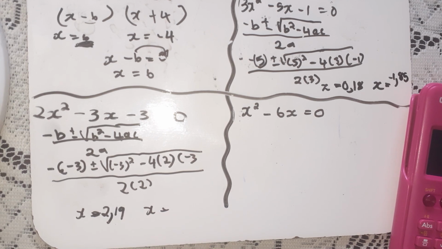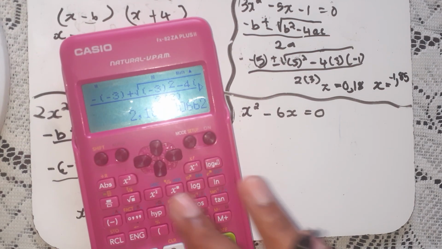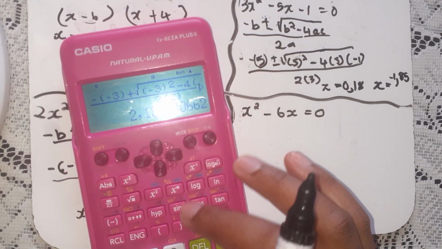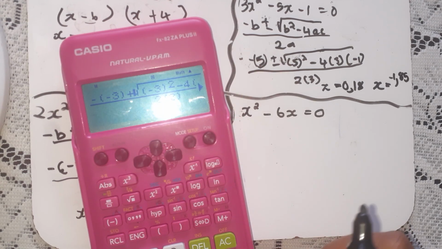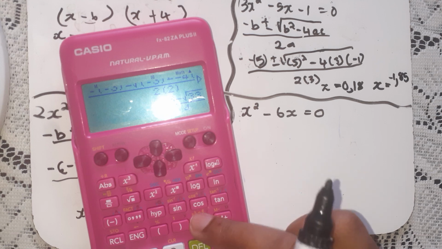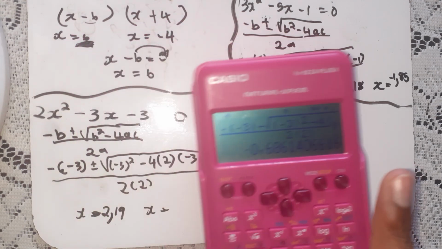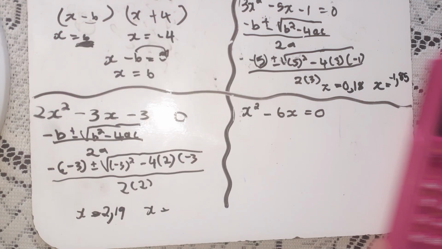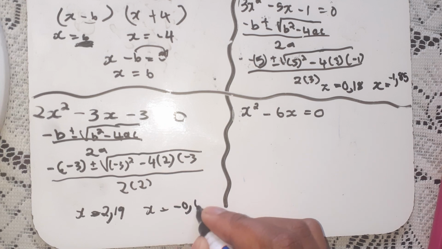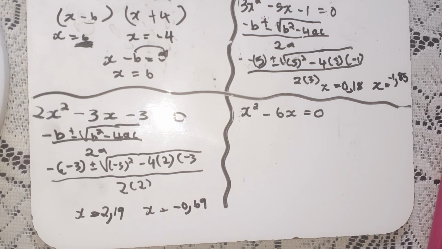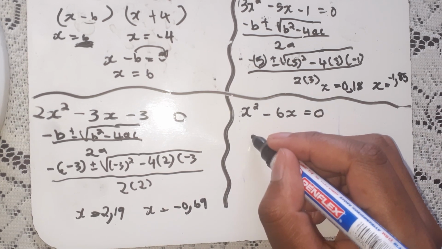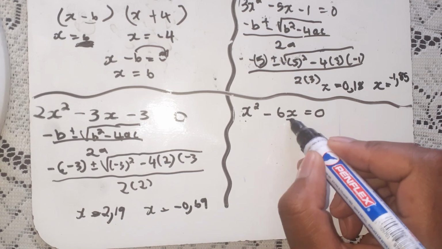And then x is equals to 2.19, and then when we add here, when we add the negative sign, negative 0.69. That is negative 0.69. We round it off.